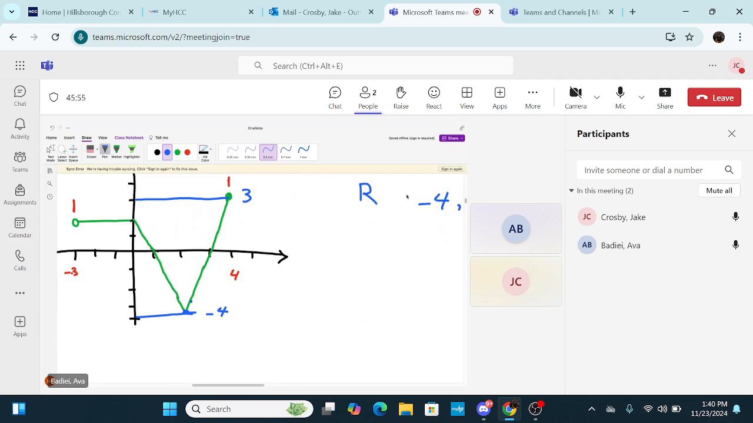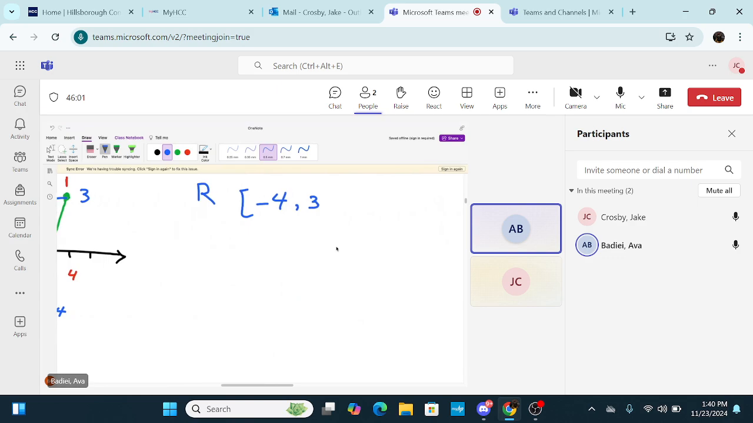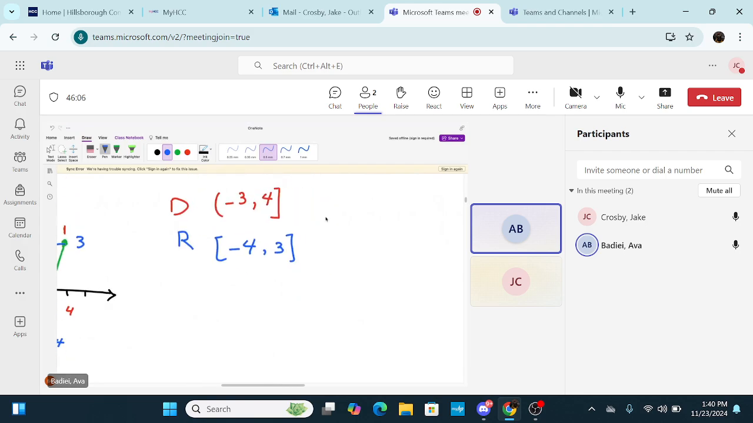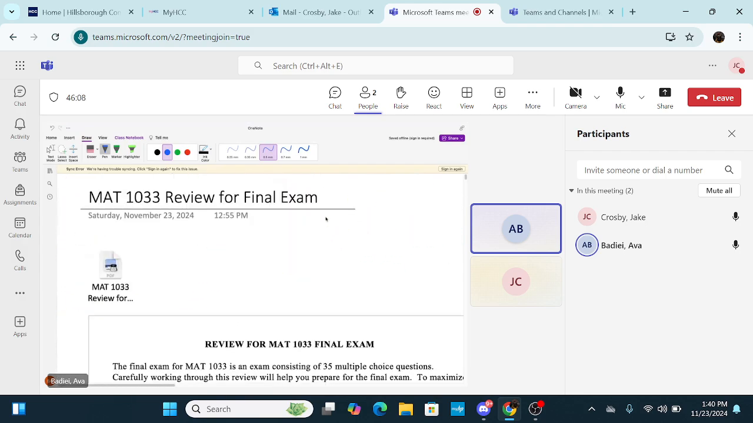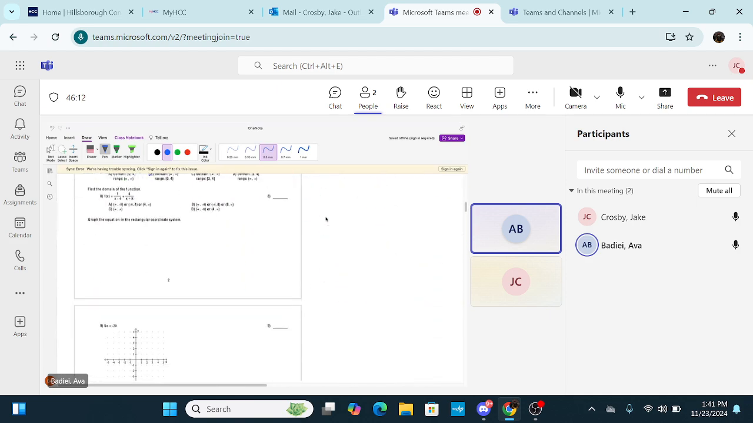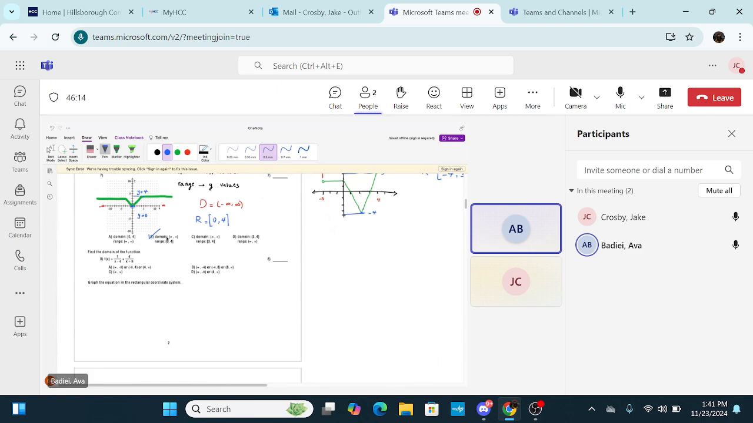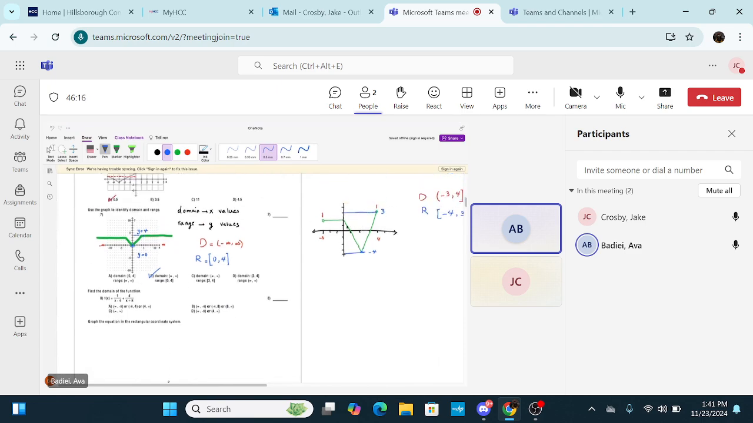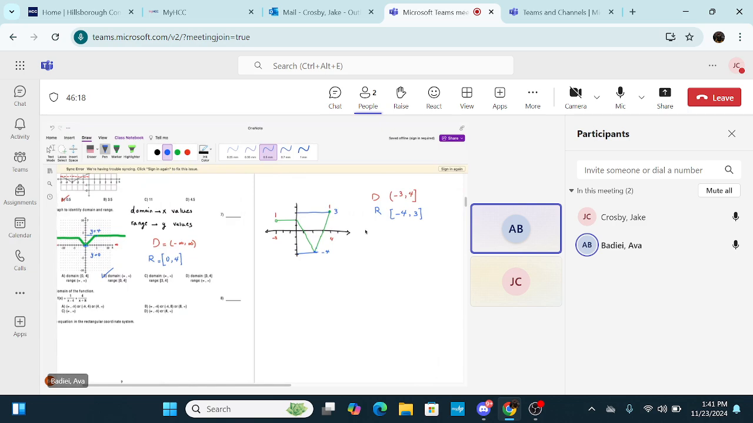Bracket. That's it. And how about this one? Bracket. Bracket for 3. So bracket for -4, bracket for 3. Okay. So as you can see, these domain and range questions are not always going to be from -infinity to infinity. They can be literally anything. That's why we do it that way.